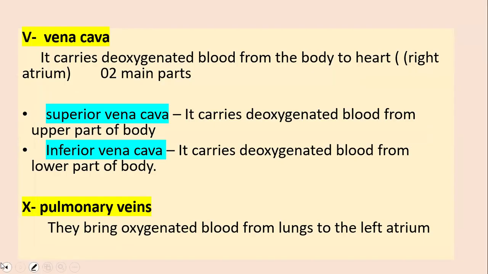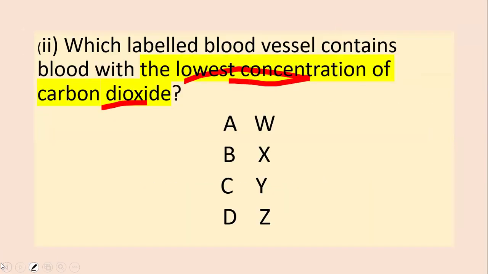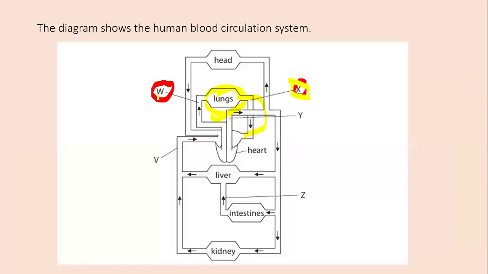And let's see what the names of the other vessels are. W. So this is W, coming from the right ventricle to the lungs. So it should be the pulmonary artery, because it is connected with the lungs, so it is pulmonary, and it brings blood from the heart, so it is definitely an artery, so it is a pulmonary artery.